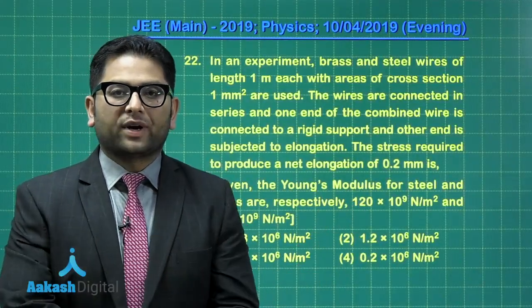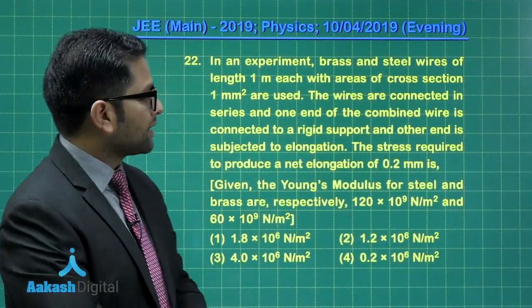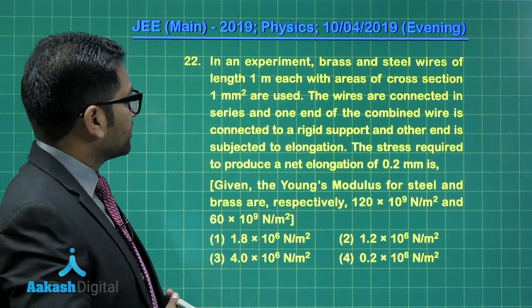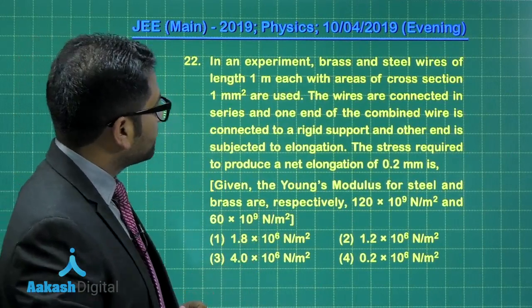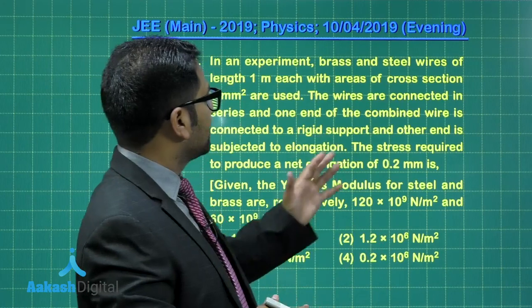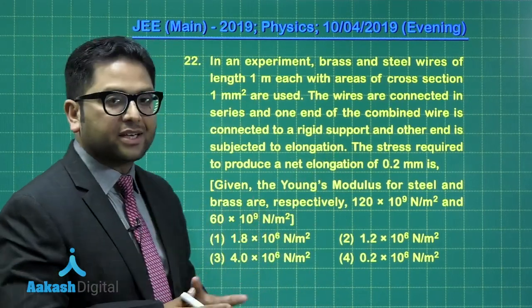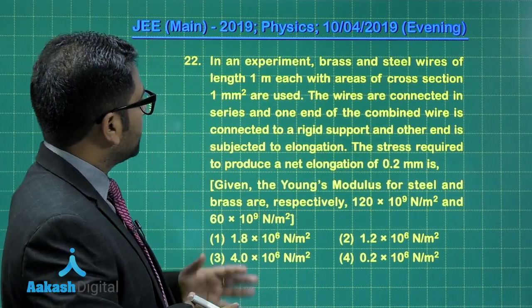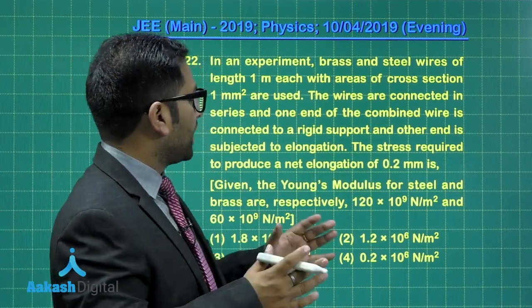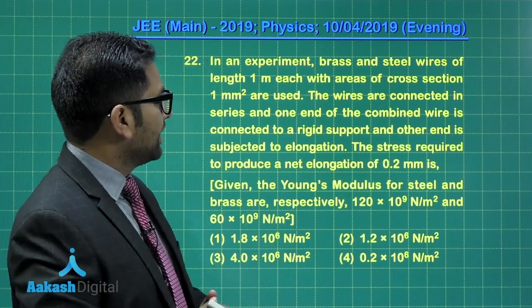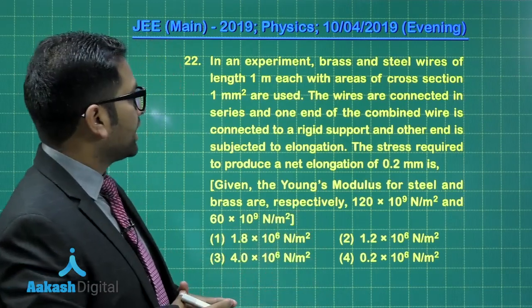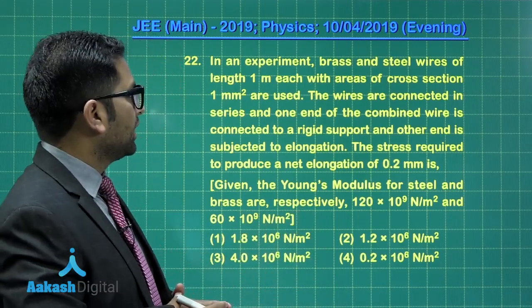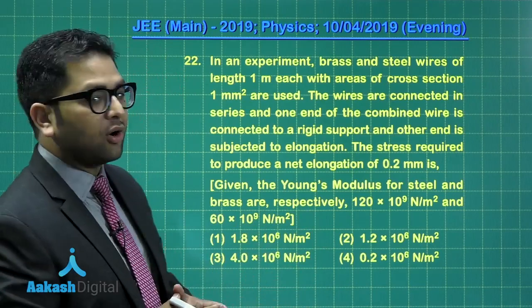Question number 22, properties of bulk matter, Young's modulus. In an experiment, brass and steel wires of length 1 meter each with areas of cross section 1 millimeter square are used. The wires are connected in series and one end of the combined wire is connected to a rigid support and the other end is subjected to elongation.